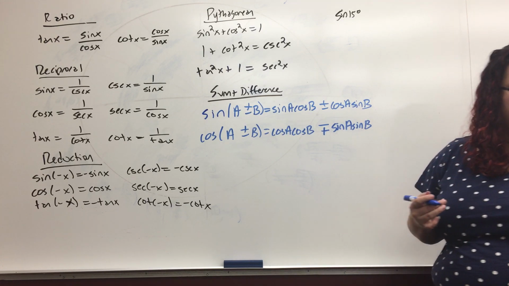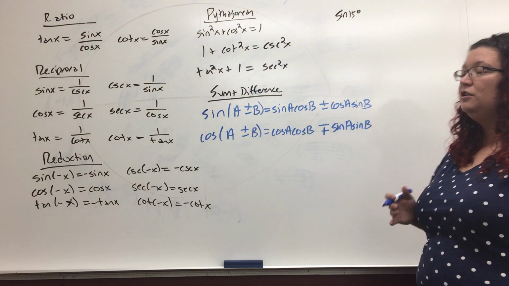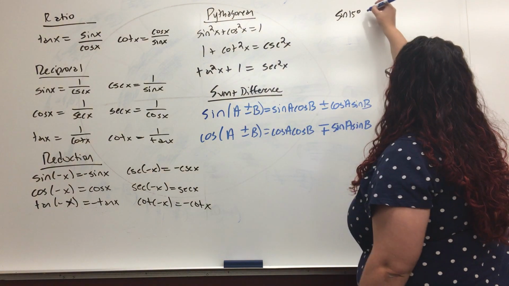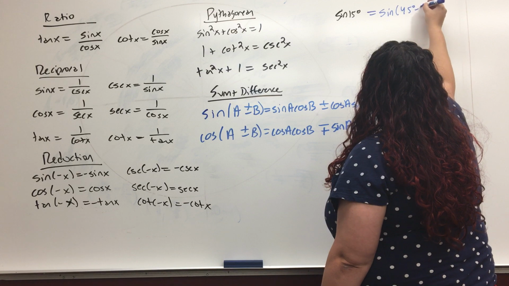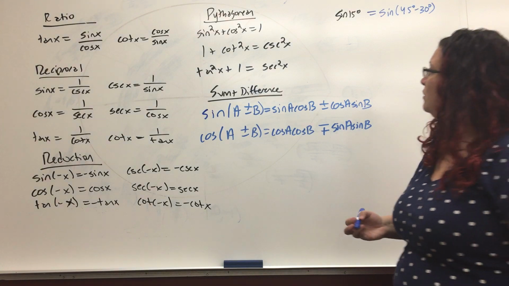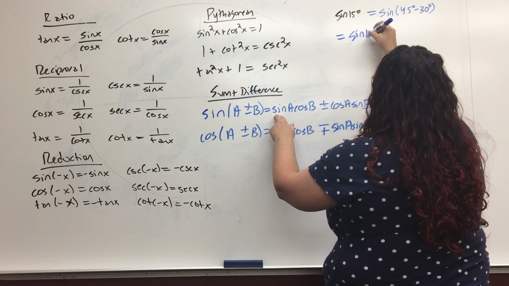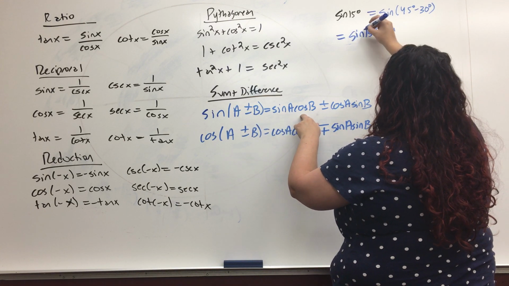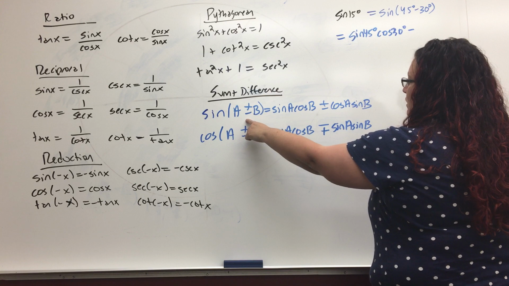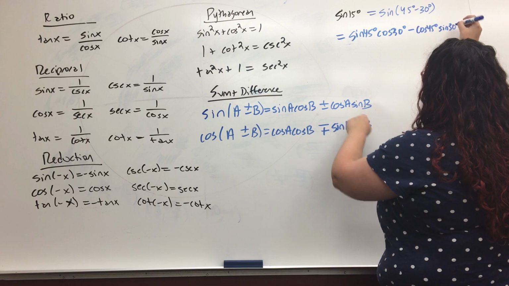As an example of using these, we are going to compute the value of sine of 15 degrees directly. Now, 15 degrees is not a unit circle value, but I can write it, based on unit circle values, as the sine of 45 degrees minus 30 degrees. And 45 and 30 are both unit circle values. So now I'm going to use the sum and difference formula to transform this into the sine of 45 degrees times the cosine of 30 degrees minus, because I chose the minus here, so I'm choosing the minus here, the cosine of 45 degrees times the sine of 30 degrees.